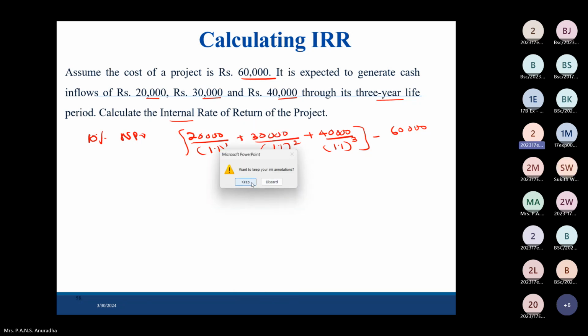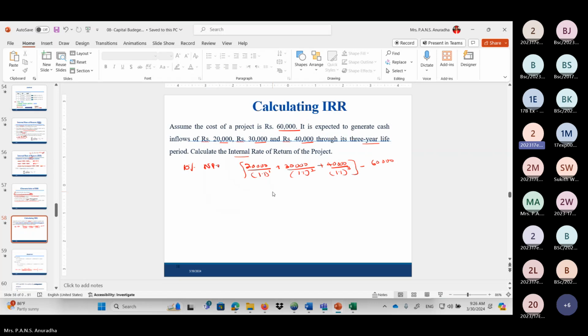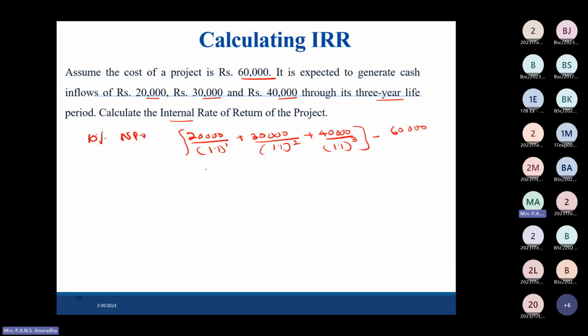13,027. Is it positive? Yes, positive, right. So the NPV is positive.